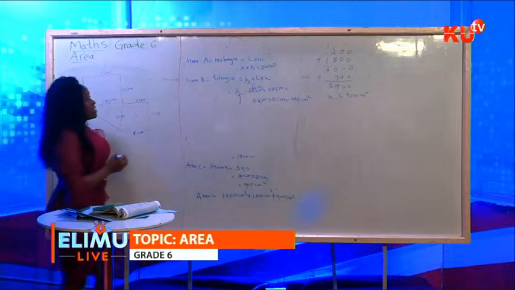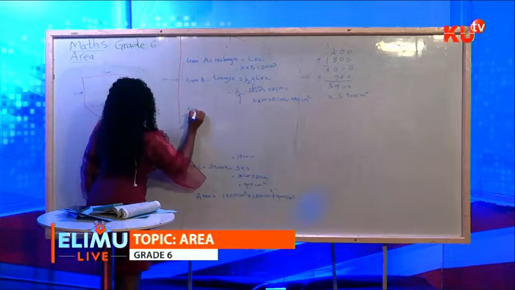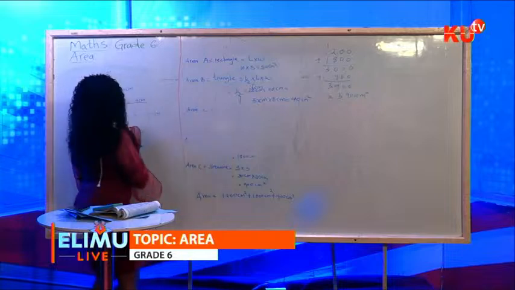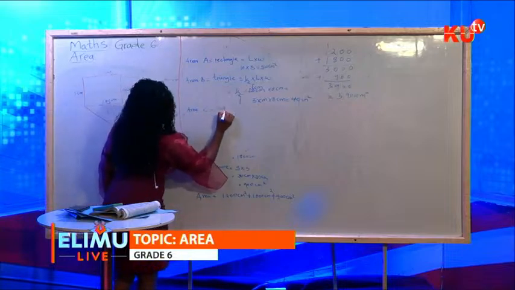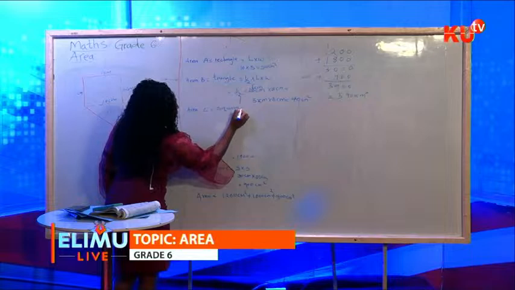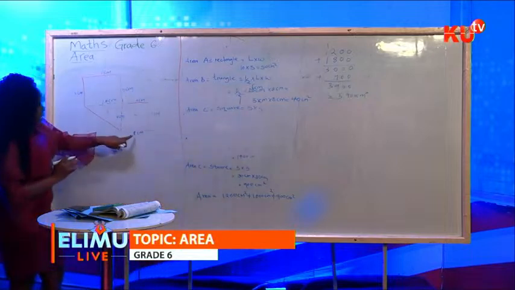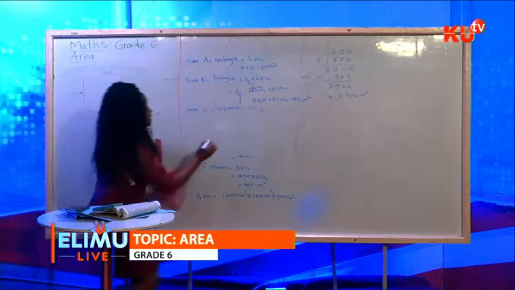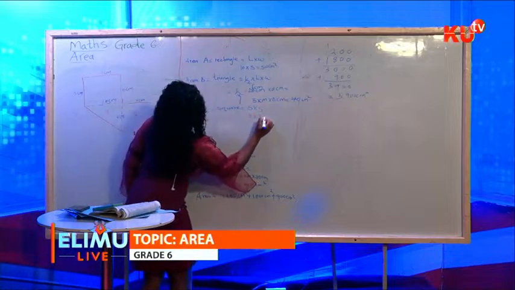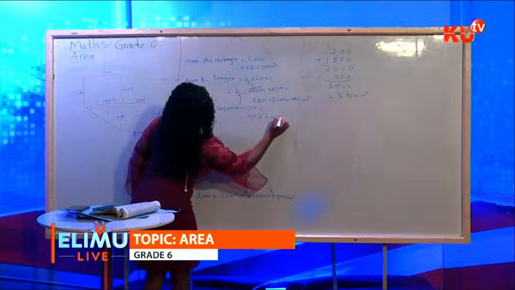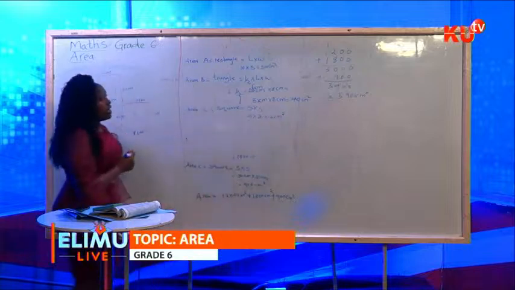Finally, we find area C, which is equal, it is a square, and a square is equal to side times side. So it will be, we have this side and the other side, it is 8 multiplied by 8, which is equal to 64 centimeter squared.